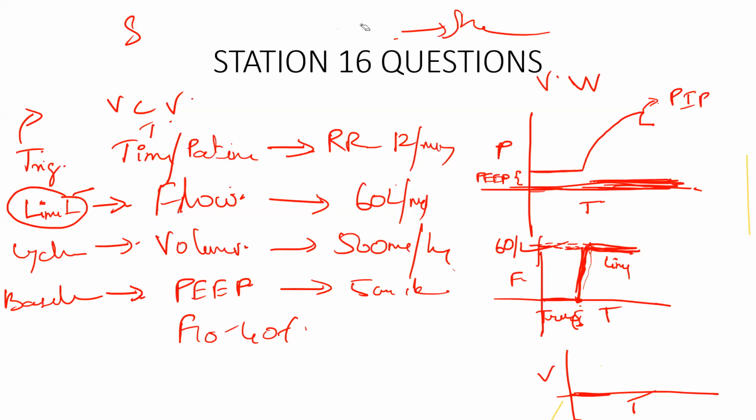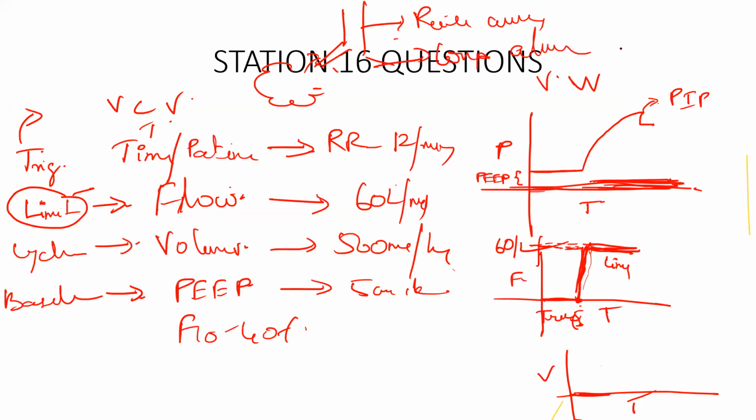Now, the lung has two components. One is the airways, which are the trachea, bronchi, and the bronchioles. The second is the alveoli. So the lung has to overcome two forces: one is the resistance offered by the airways, and the second is the compliance offered by the alveoli. Is that clear? So the lung has to overcome the airway resistance and the resistance offered by the alveoli to blow the air into the lungs.